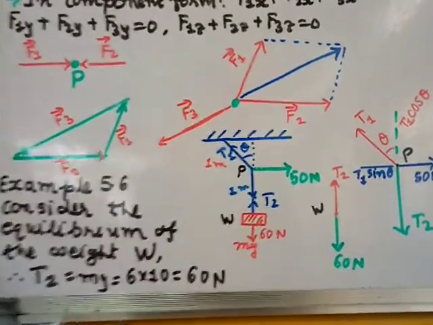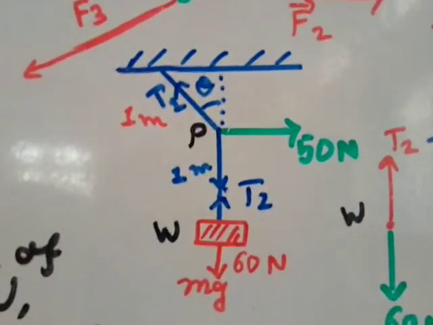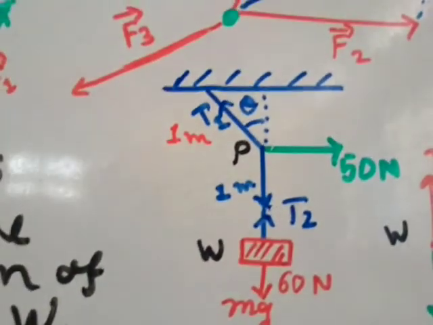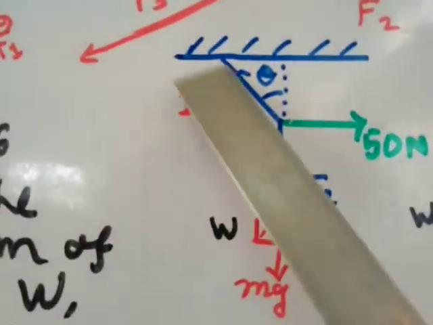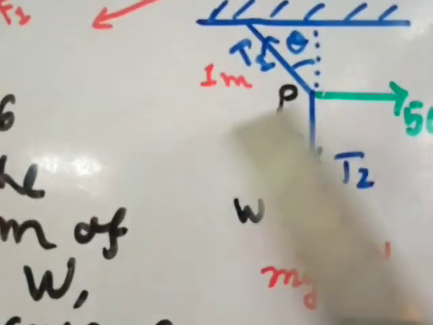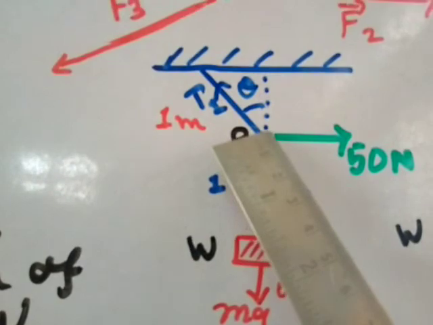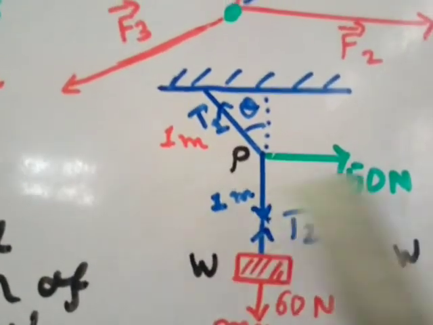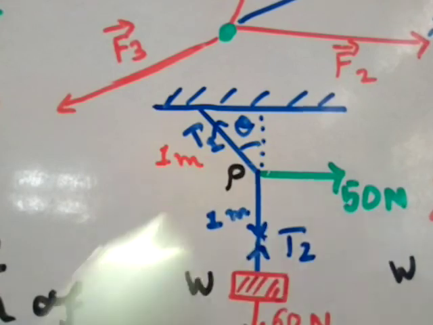I have drawn the figure over here. This is the figure which is given in your textbook. This part is the ceiling. There is a rope, that is, this is the string or the rope, which is 2 meters. P is the midpoint, so I have taken this as 1 meter and this as 1 meter. There is a tension T1 over here, and there is one horizontal force, that is 50 Newton, at point P, at the midpoint.